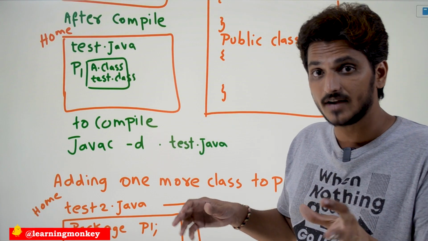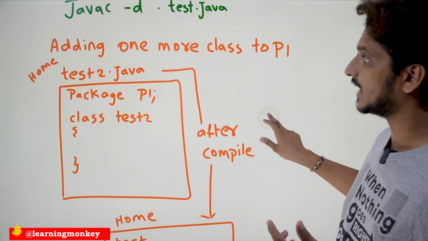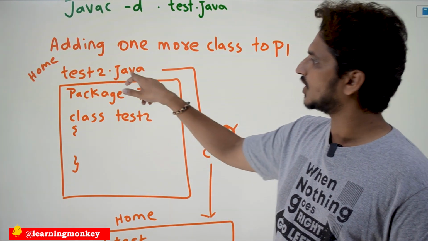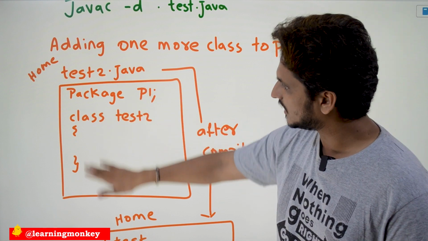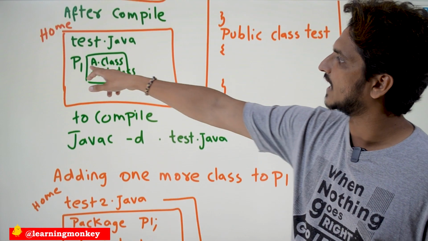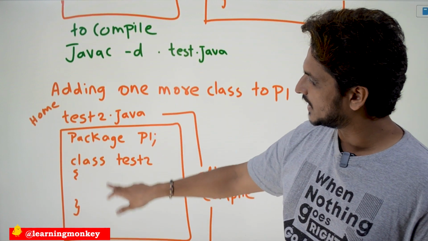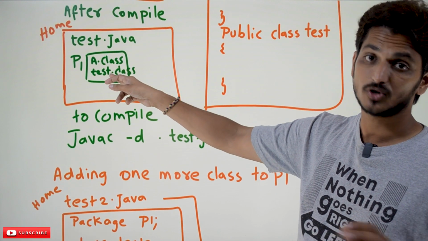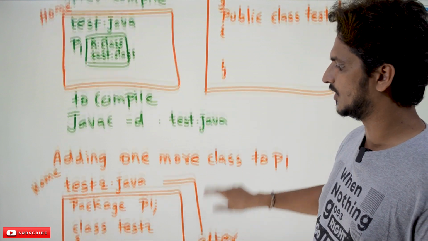Suppose if you want to add one more class to this package P1, how we are going to add one more class to this package P1, adding one more class. So take a file test2.java. In this package P1, you mention that package P1 and write class test2. Once you compile this, already P1 folder is available here. So this class, after compilation, that object code is going to place here. It is not going to create a new folder. It is going to place it in the existing folder.